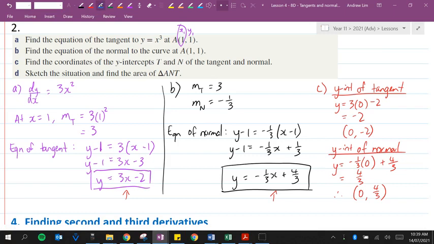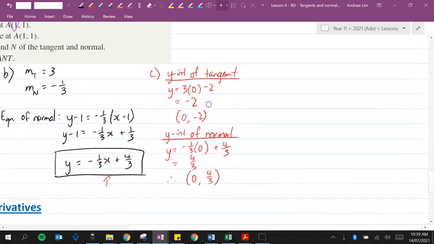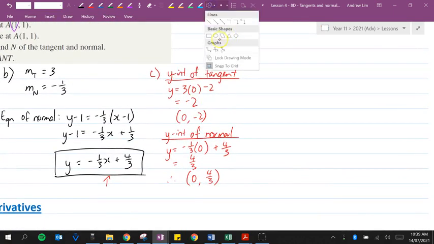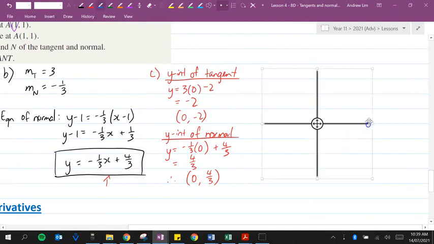Okay, question D. Sketch the situation and find the area of triangle ANT. So we have the y-intercept of the tangent at minus 2. Let's just call this our y-intercept. The y-intercept of the normal is at positive 4 over 3. So let's say that's 4 over 3.